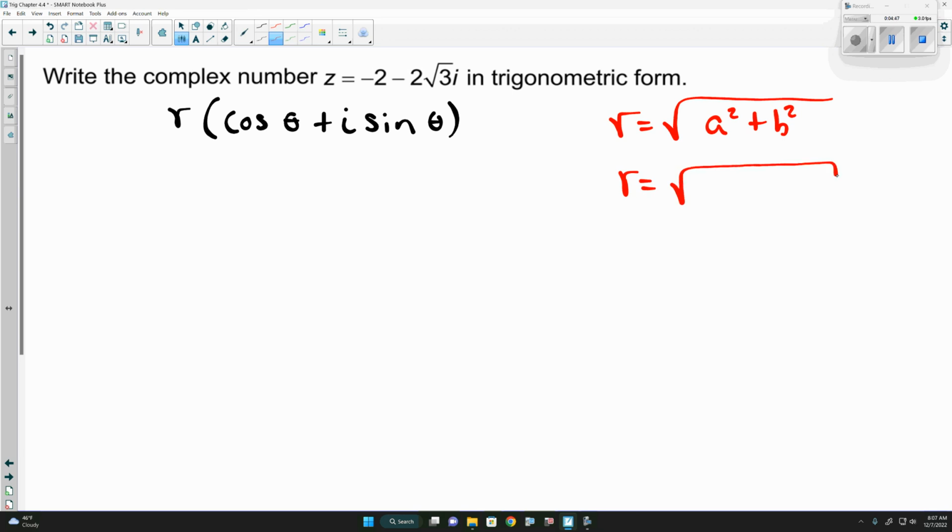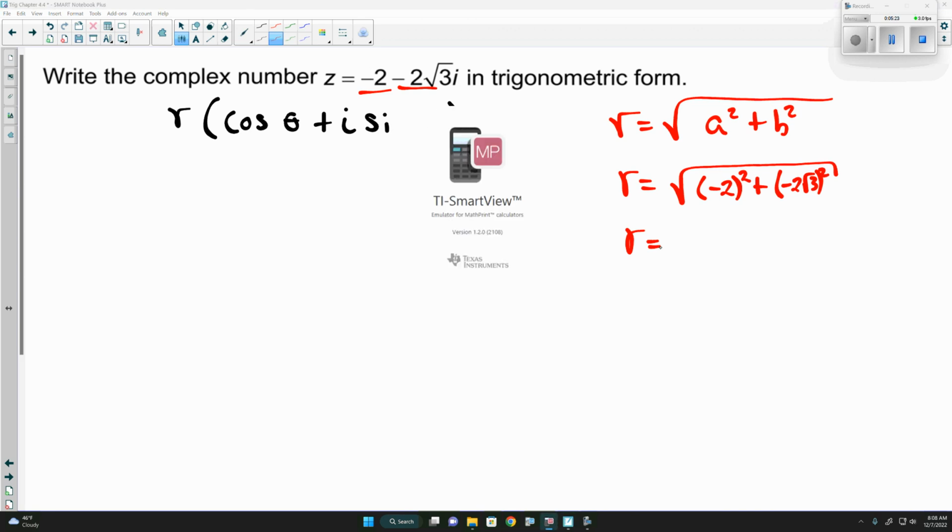Well, a in our case is negative 2, so negative 2 squared, plus b in our case is negative 2 square root of 3. Now we don't need the i because the i is not part of a and b. Now at this point, we could plug this all into the calculator and let it do it for us.